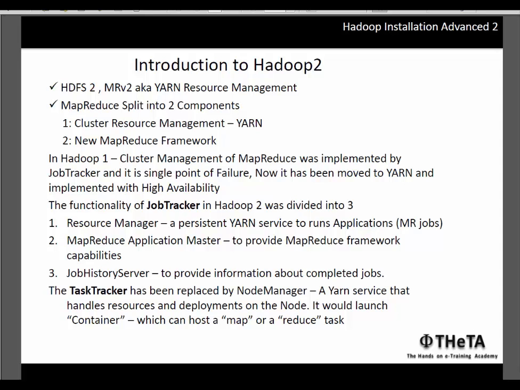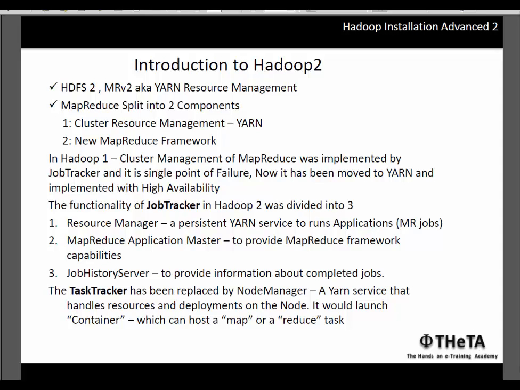So the cluster management of MapReduce was implemented by job tracker, and it is a single point of failure in Hadoop 1. Now it was moved to YARN and implemented with high availability, right? So the functionality of job tracker is divided into three: resource manager, MapReduce application master, and job history server. Each of them has their own activities, and they are interconnected in such a way that they are highly available all the time. And there is an automatic restart of node manager, right?